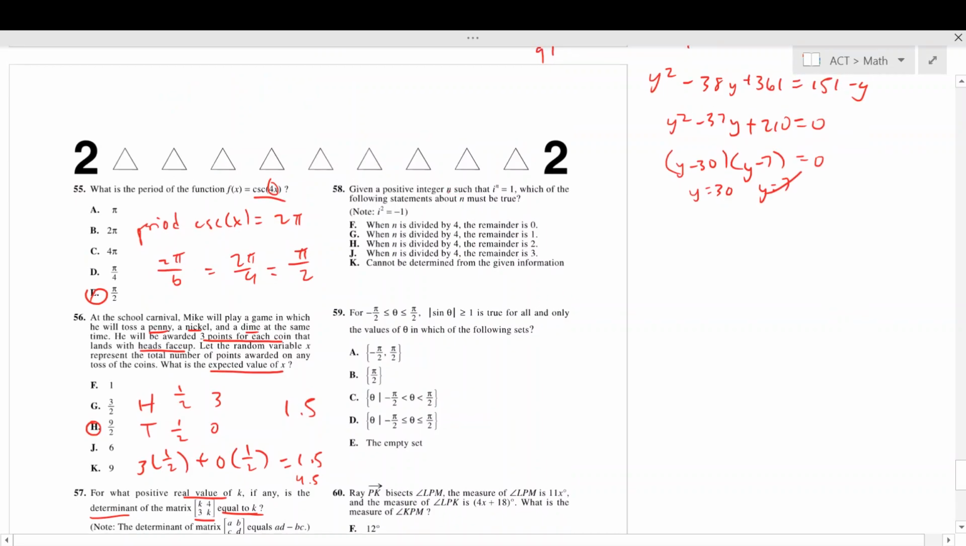Given a positive integer n, such that i to the n equals 1, which of the following statements about n must be true? So, i to the n is cyclical. What does this mean? Well, let's think about it. i to the 0 is equal to 1, because anything to the 0, except for 0 to the 0, which is undefined, is equal to 1. i to the 1 must be equal to i, because anything to the 1 power is equal to itself. i to the second power is equal to negative 1, because i is equal to the square root of negative 1, so i squared is negative 1.